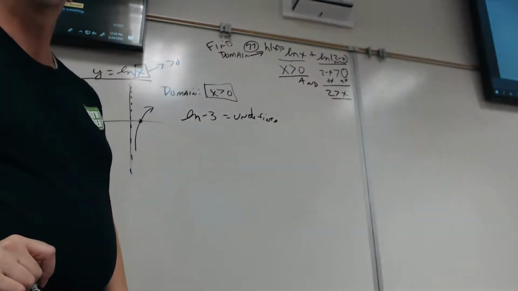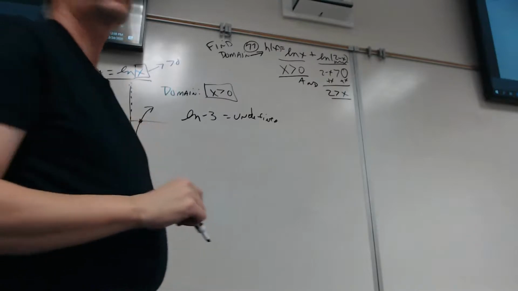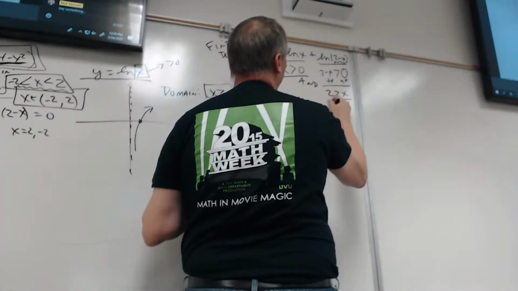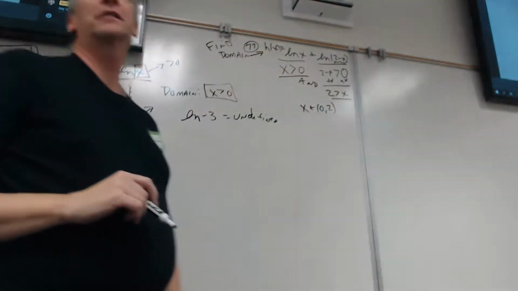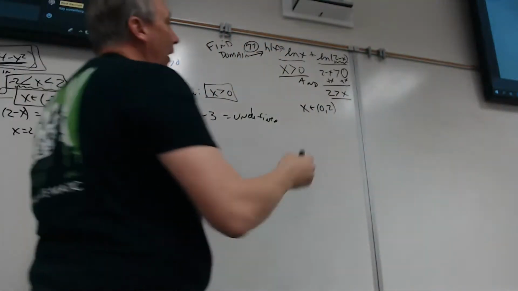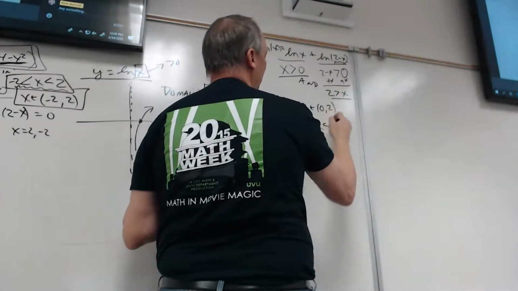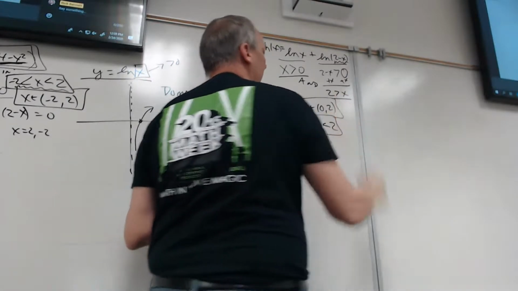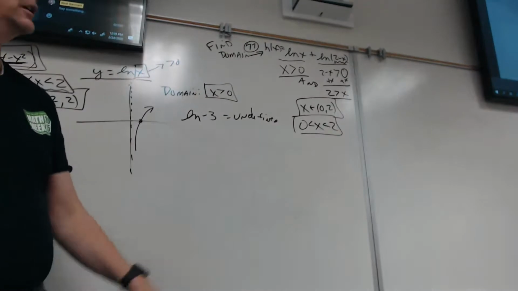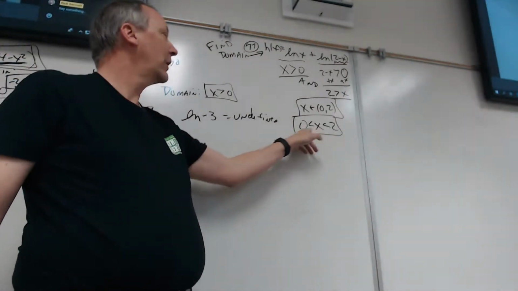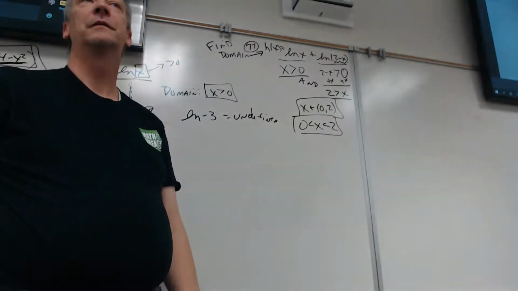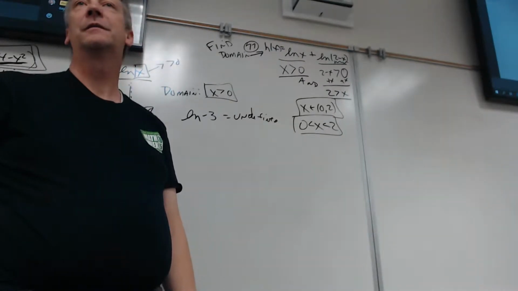How could I write that? Cameron? x is an element of 0 to 2, and those are both round, correct? Or I could have just said x is in between 0 and 2. I would take that. This is perfectly fine: x is greater than 0, x is less than 2. Does that make sense?